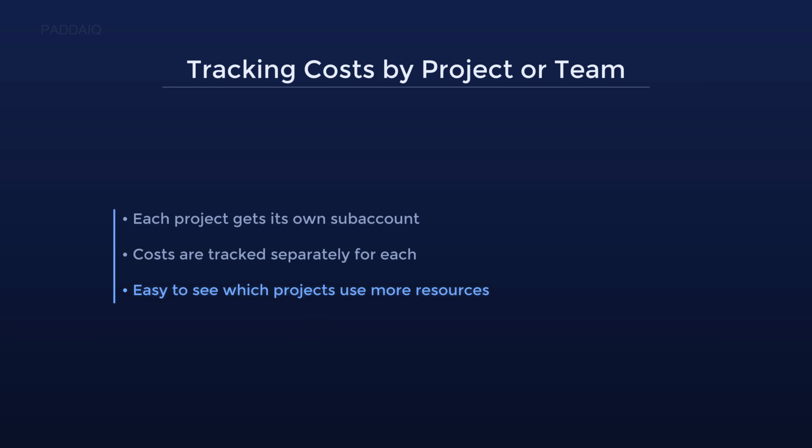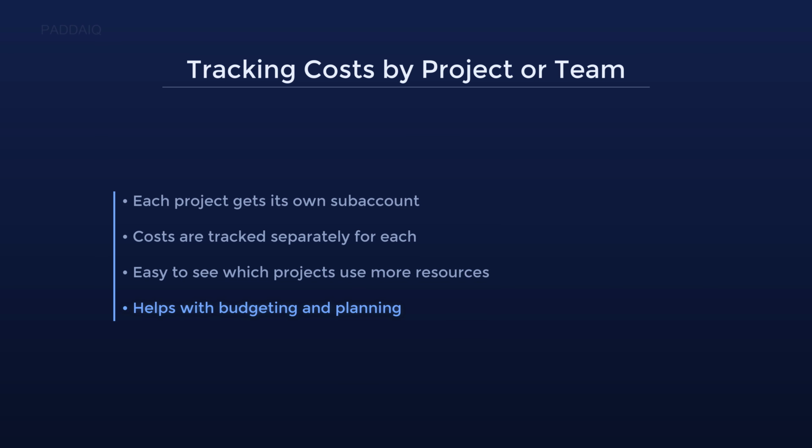Easy to see which projects use more resources. This means you can quickly identify where cloud spending is highest. For example, if your marketing team's campaign app consumes significantly more memory and storage than others, it will be clearly highlighted. This immediate visibility helps you manage budgets and optimize resource allocation effectively.